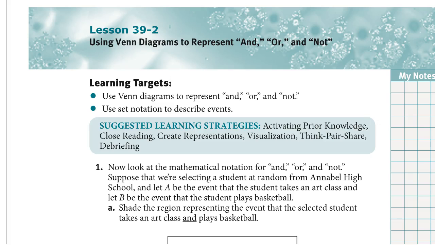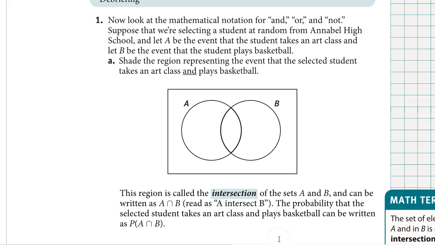This video is for lesson 39-2, using Venn diagrams in situations that involve the word and, the word or, the word not. Do you remember that situation in the previous lesson about choosing students from Annabelle High School, and that the number of students that were in art class or played basketball could be shown in a Venn diagram? Here we have that Venn diagram, but without the numbers written in it.